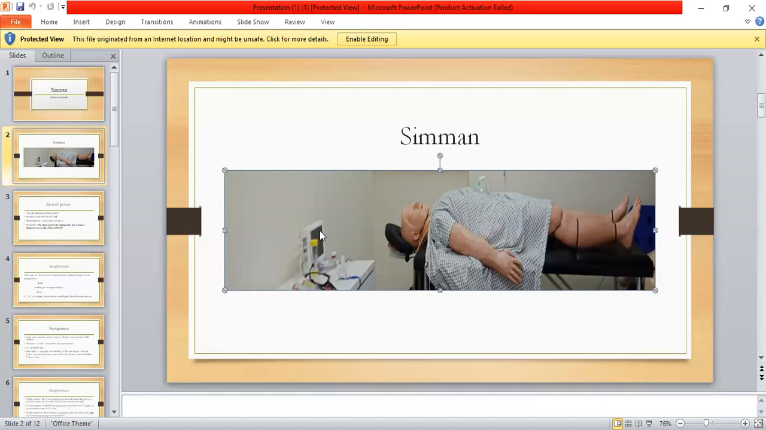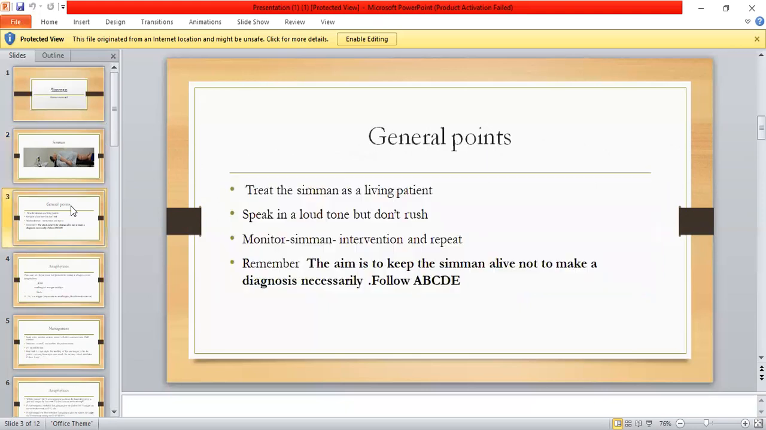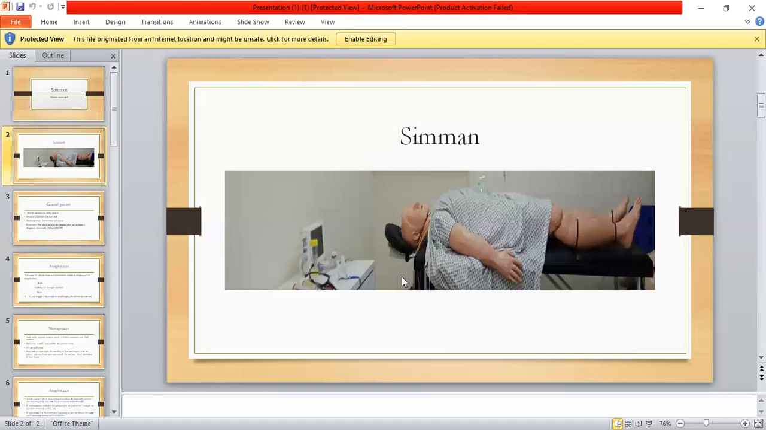So there are some general principles for the Simman stations. The first one is, as you know, that as soon as you enter the cubicle, you need to verbalize your name and GMC number for the examiner. After that, you move toward the Simman. But before going near the Simman, have a look at the monitor.